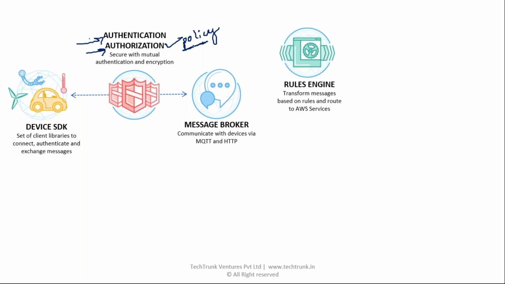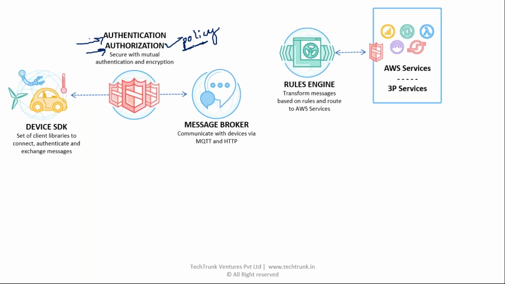The next part is the rule engine, which we have already seen. In the rule engine, we transform the messages based on the rules and route them to AWS services. Using the rule engine, we transform the messages, do some computing on them, and using the rule action part, we connect them to other services, like Amazon Lambda, Amazon SNS, DynamoDB, Kinesis, or some other Amazon services, or third-party services as well. So that's what we do using the rule engine and rule action. I hope I'm clear with this, all of you.